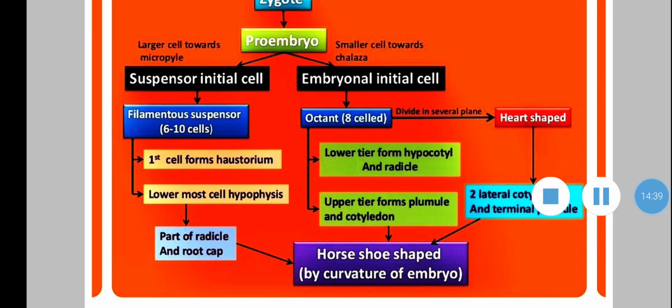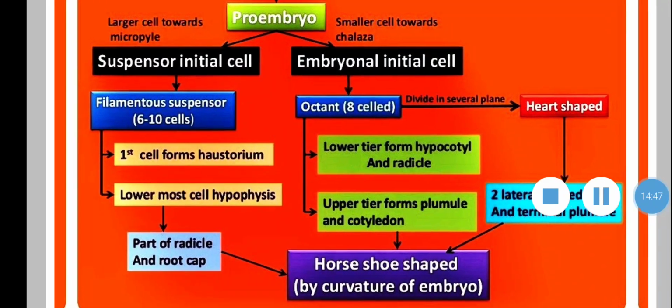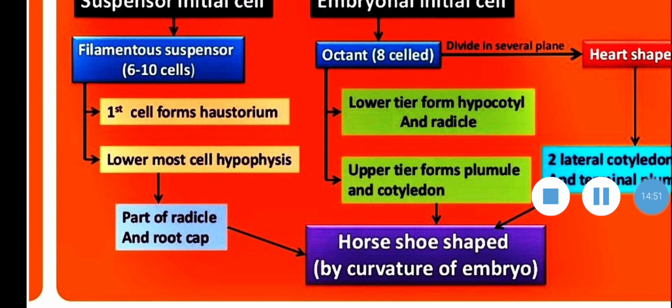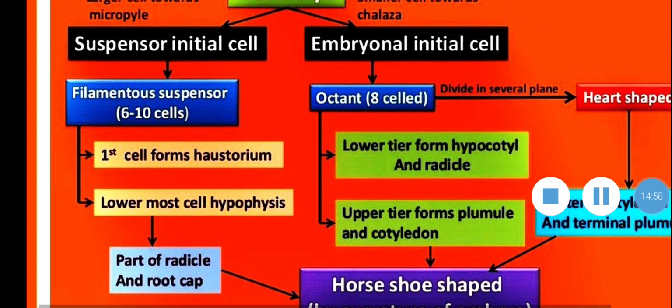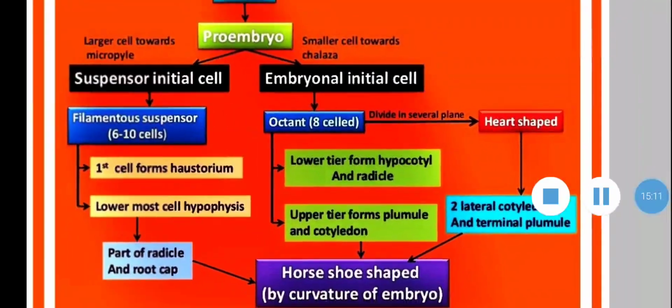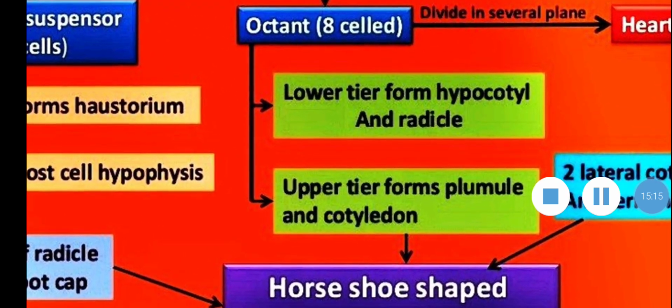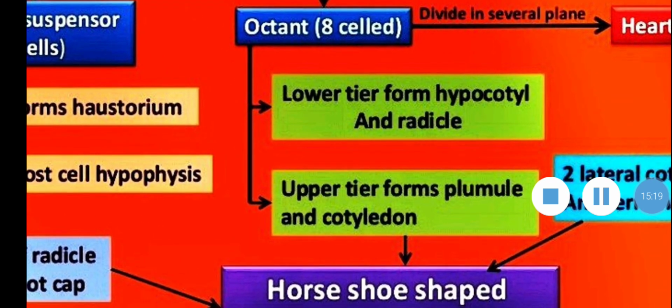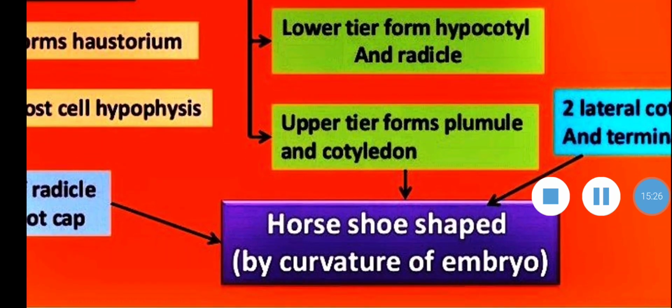Now the suspensor initial cell divides to form 6 to 10 filamentous suspensor cells. The first cell forms haustorium. The lowermost cell is called as hypophysis. And embryonal initial cell gives rise to 8-cell octant. Now this 8-cell octant is further divided in several planes which are heart shaped. Then this 8-celled octant shows lower tier forming hypocotyl and radicle, while upper tier forms plumule and cotyledon.